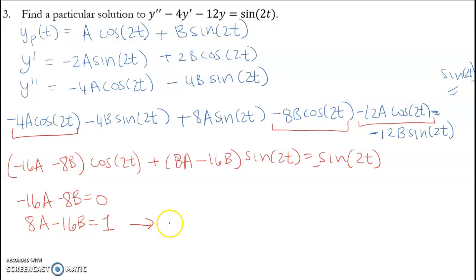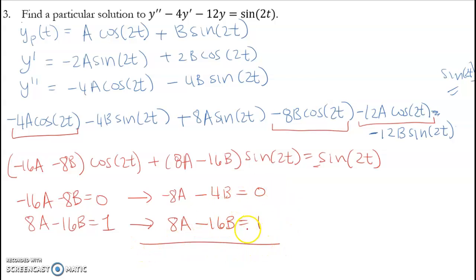Alright, so I'm going to keep this because I like the fact that it nicely ends with 1. And from the first equation, I'm going to divide both sides by 2. So negative 16 divided by 2 is negative 8a, and 8 divided by 2 is 4b, and 0 divided by 2 is just 0.